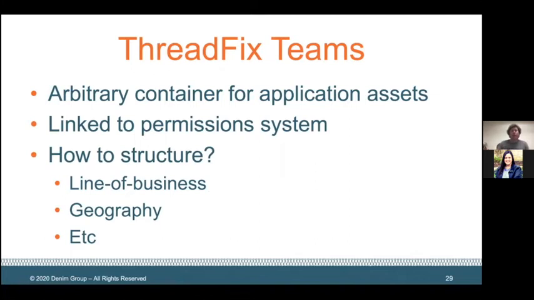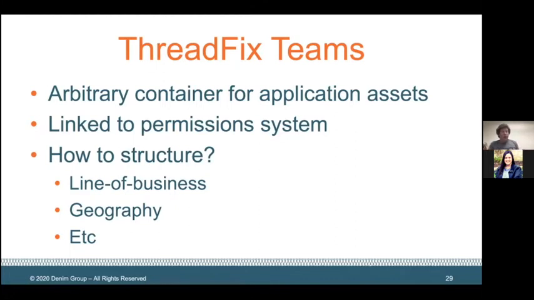And then we look at how we structure this in ThreadFix. In ThreadFix, we have this concept of teams, and it's really an arbitrary container for application assets. It's just a way, in a world where you have a whole bunch of application assets, to say we're going to put these in different buckets. The value of using teams is obviously that when you log into ThreadFix, you don't want a list of 1,000 applications or whatever that might be. So you can break this down into teams, and those teams are also linked to ThreadFix's permission system. So you can go in and say, for this user who's a security champion for a certain group, I'm going to give them a certain level of access to all the applications in this particular team or in these multiple teams, whatever that might be.